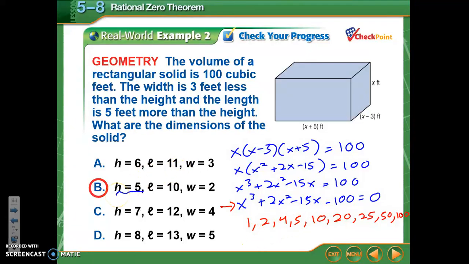And then you start trying those factors with synthetic substitution. When you get to 5, you should get a remainder of 0, and that tells you, okay, that's going to be a positive real 0. And according to Descartes' rule of signs, notice there's only one sign change in my original polynomial, and so that means I'm only going to have one real positive 0. So after I find 5, I don't have to keep trying. Then you use the 5 to find the length, which is 10, and the width, which is 2.